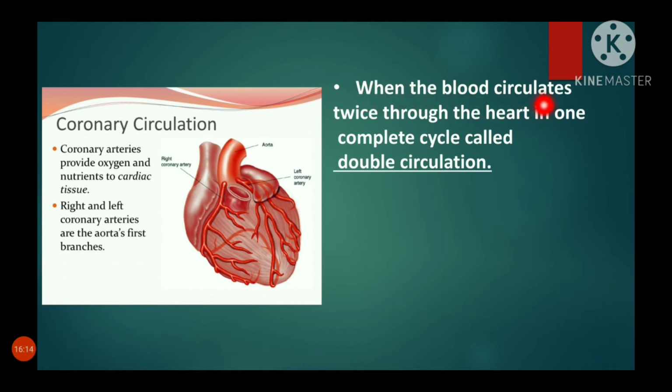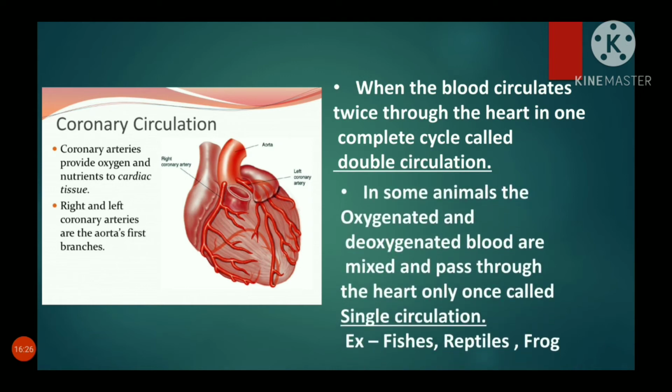When the blood circulates twice through the heart in one complete cycle, it is called double circulation. In some animals, the oxygenated and deoxygenated blood are mixed. In our human heart it is not mixed because it is a 4-chambered heart, but some animals have only 3-chambered or 2-chambered hearts. In that case, oxygenated and deoxygenated blood get mixed up and pass through the heart only once. So it is called single circulation. The examples are fishes, reptiles and frogs.